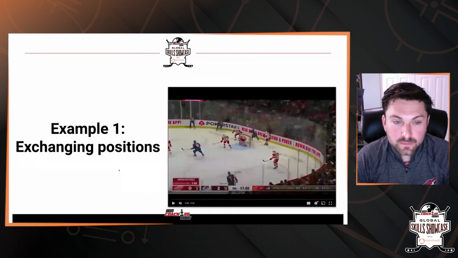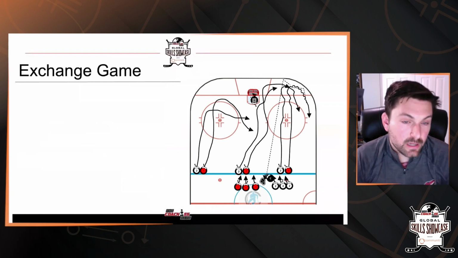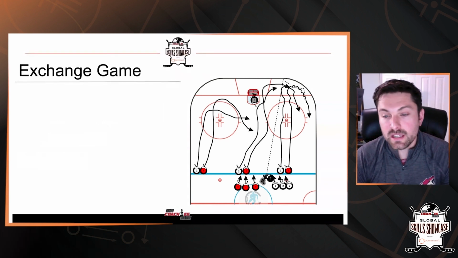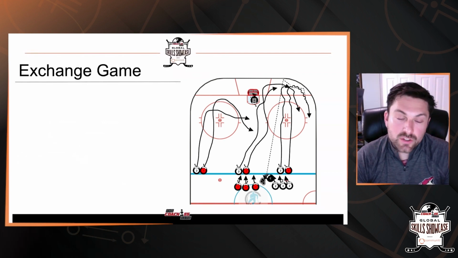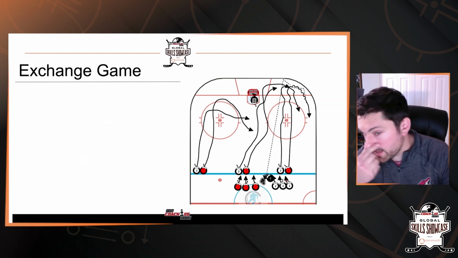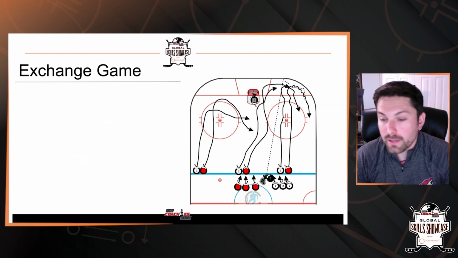So how can we build a game around that? And this is a game that I like to play. We call it the exchange game. So as we can see in the model here, this is a 2-on-2 +2 game. So there's 2 players for each team inside, and then each team has 1 player high and 1 player low.